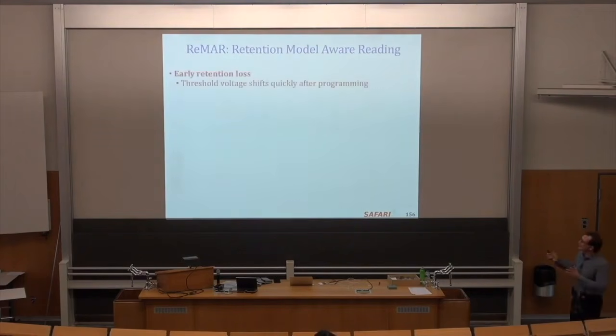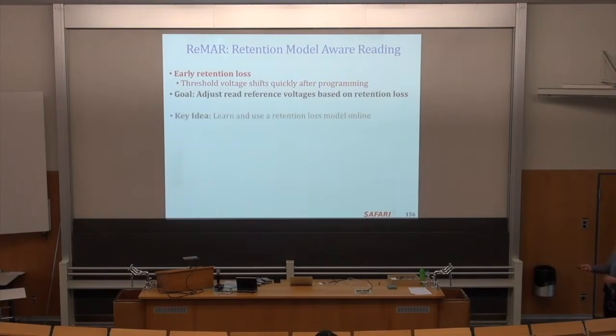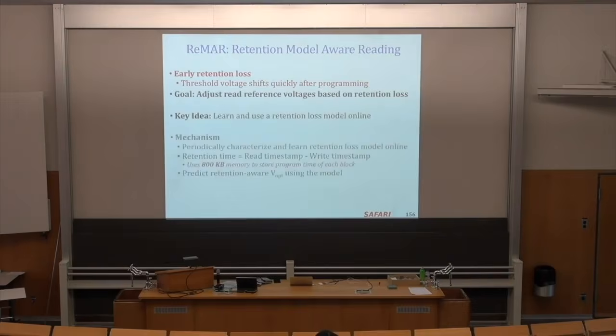So this is one last thing. Basically, we said that threshold voltage shifts quickly after programming. That's early retention loss. And we want to adjust read reference voltages based on retention loss. And that's essentially what we do over here. You learn and use a retention loss model online. And this is similar to what we've discussed earlier with data retention aware reading. And we try to predict, again, the VOPT using the model.